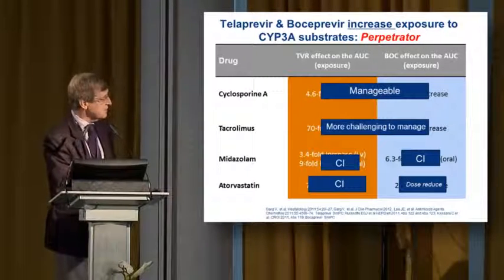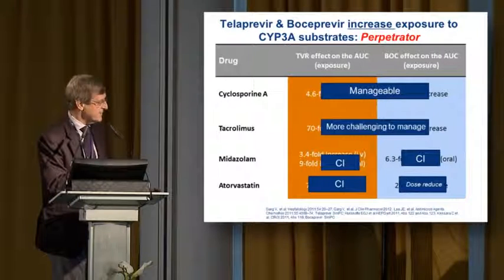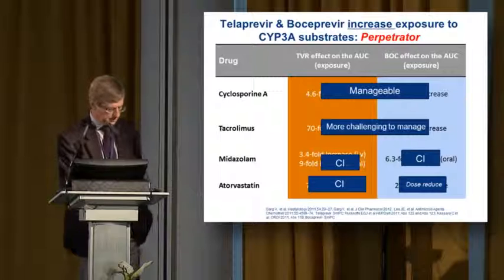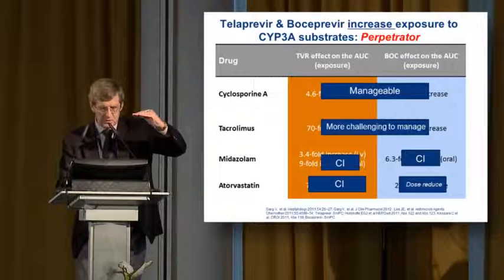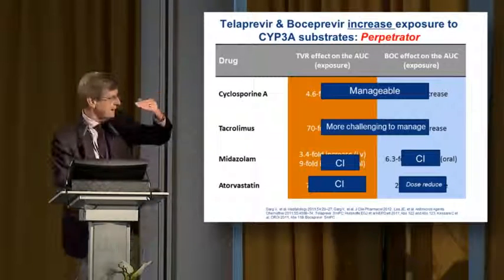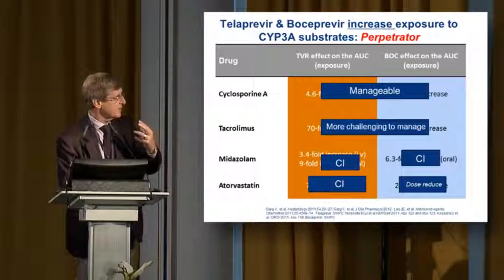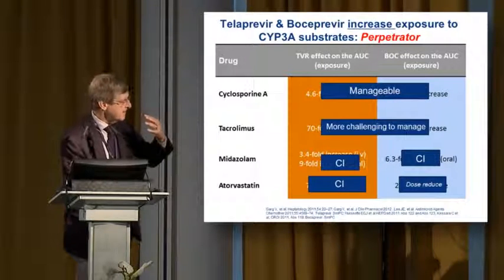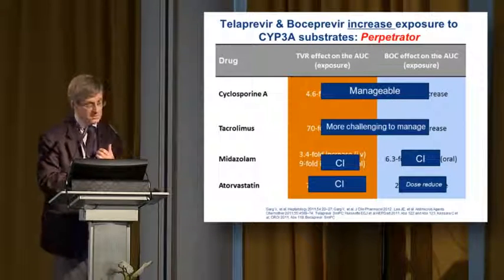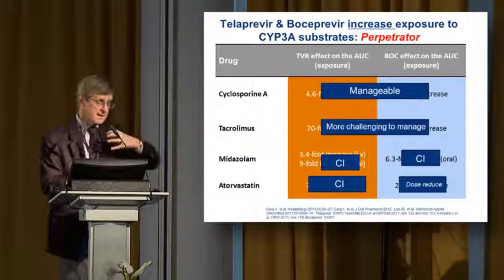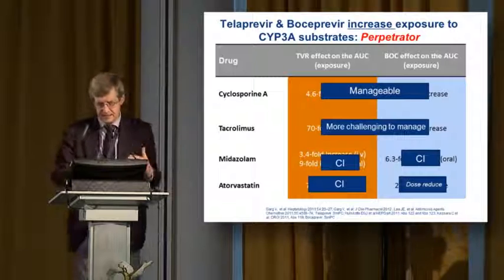Here we have two immunosuppressants. Here we have midazolam, and here the statin, atorvastatin. With telaprevir, cyclosporin levels can be increased nearly 5-fold. Tacrolimus, 70-fold. Midazolam, 9-fold if you give midazolam orally. And atorvastatin, 8-fold. With boceprevir, the interactions are the same, slightly less in magnitude.